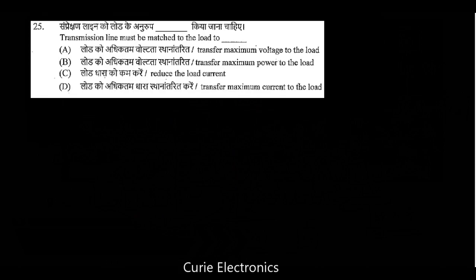The transmission line must be matched to the load. The transmission line and the load must be matched. Then what happens? The maximum power will get transferred to the load. It happens when the transmission line impedance and the load impedance match.